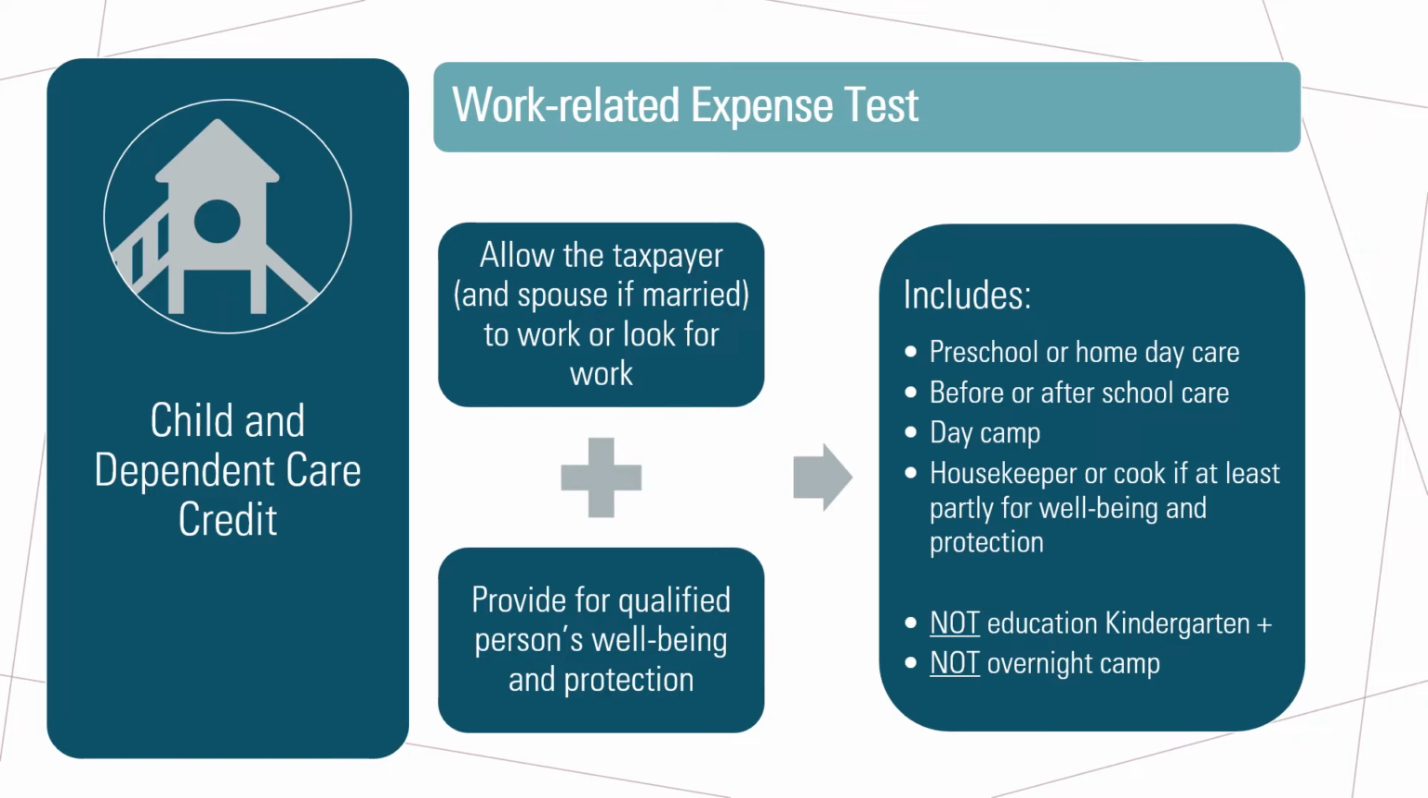In the case of, more often thinking about a spouse or a parent, it could also be amounts paid for a housekeeper or a cook if at least part of the expense was for the well-being and protection of that qualified person. Things that it does not include are education expenses for children who are kindergarten and above. So for instance, after school care counts, but if you are hiring a private tutor after school, that does not count as a qualified expense for this credit. And additionally, while day camp would count, an overnight camp would not count.